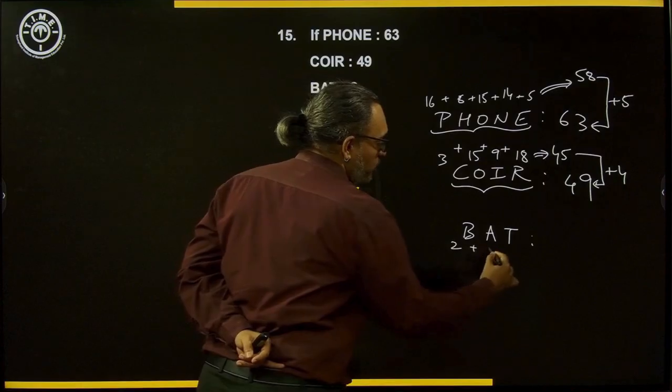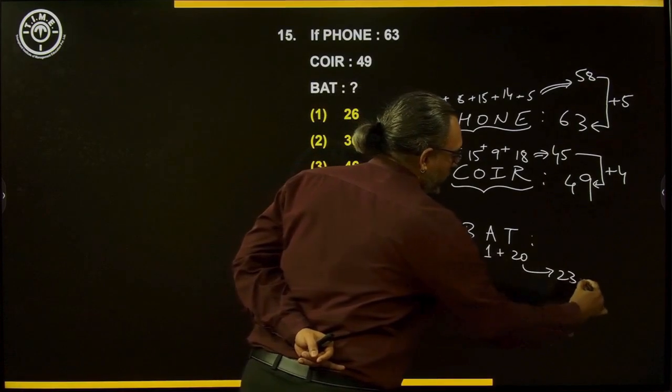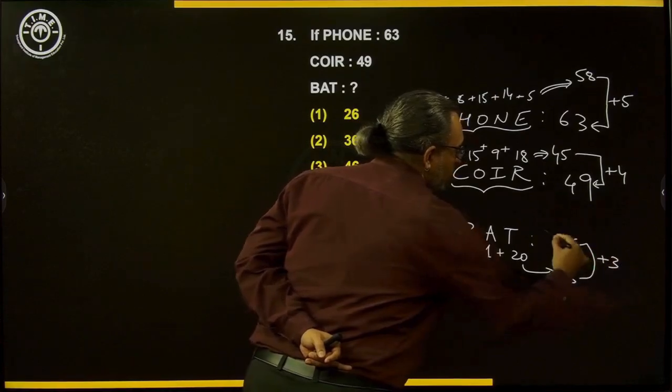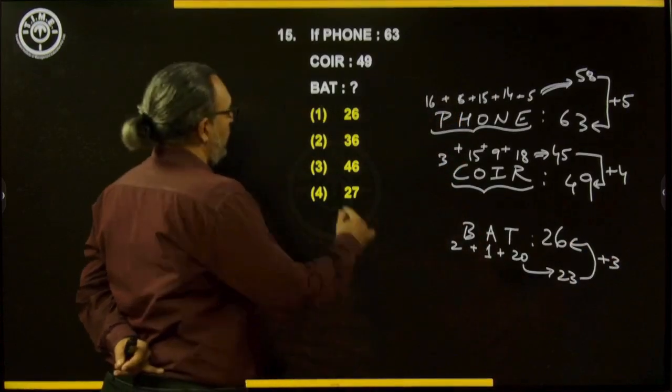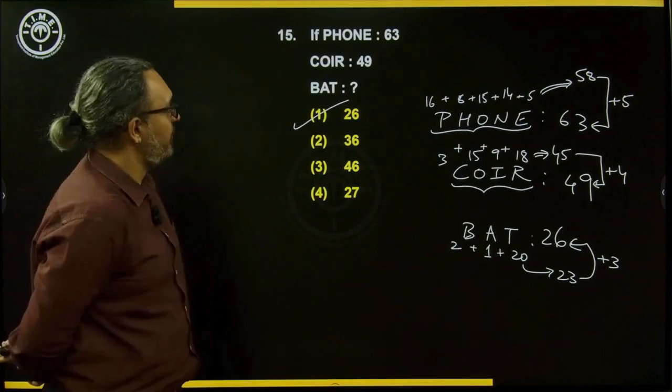2 plus 1, 3 plus 20. So you are getting 23. And then you add plus 3. So that gives you 26. And that's available in the first option. Correct? Yeah.